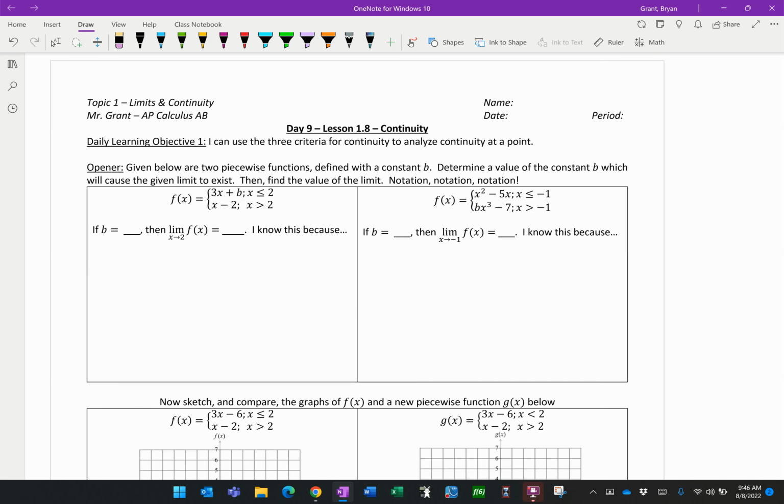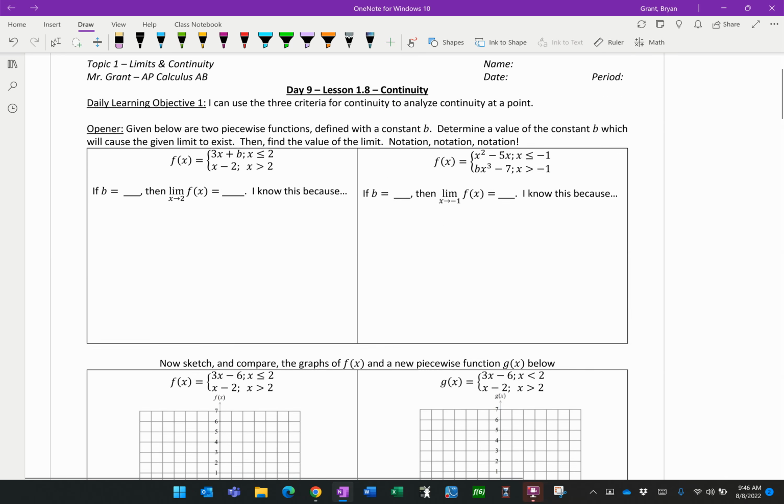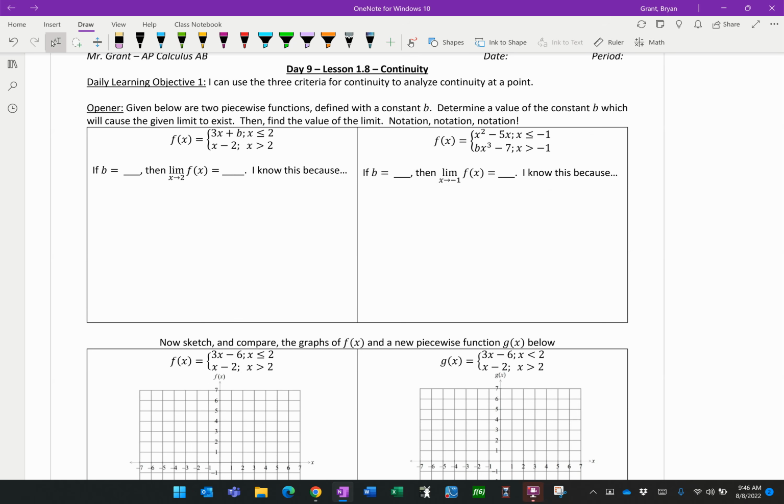Today's lesson is a heavy focus on, based on the title, continuity. Our daily learning objective is to use the 3 criteria for continuity to analyze continuity at a point. We're going to dive pretty deeply into that sentence on the second page. Our first page, though, is a nice little opener. It's nothing we've quite done before, but I think as a connection it shouldn't be too terrible.